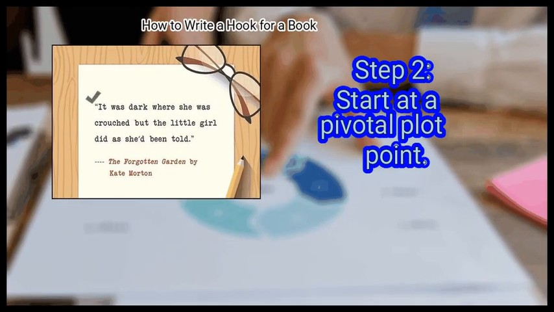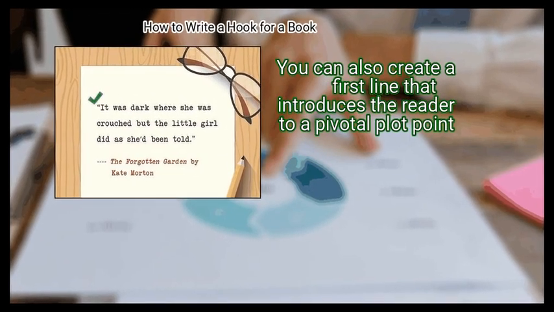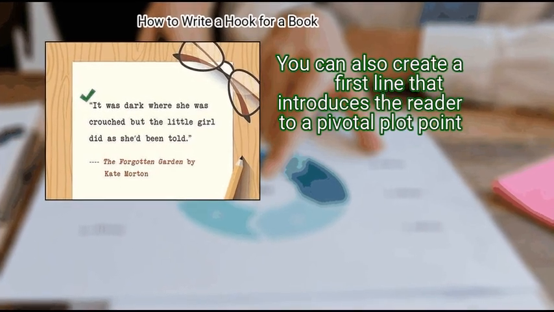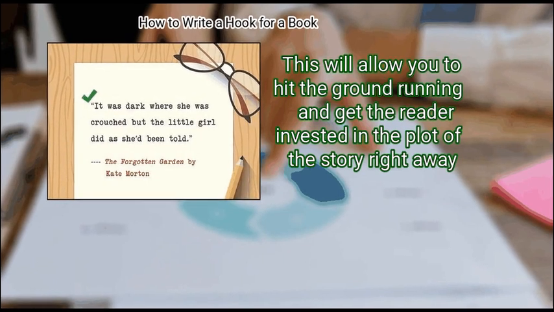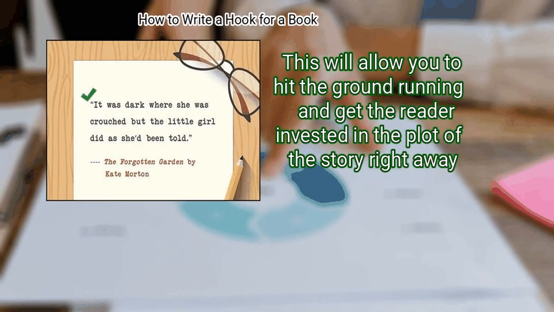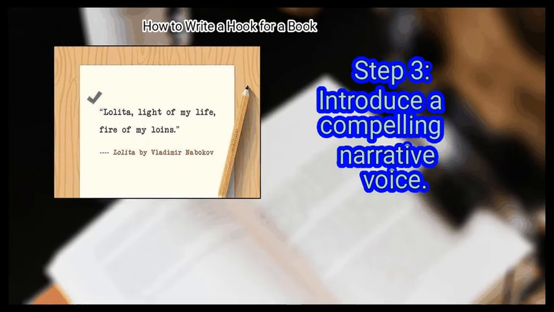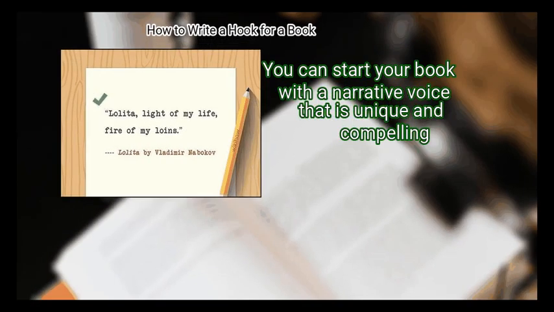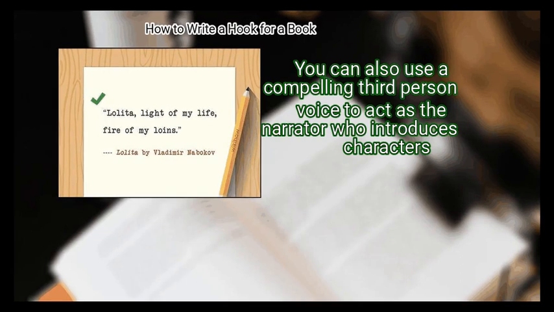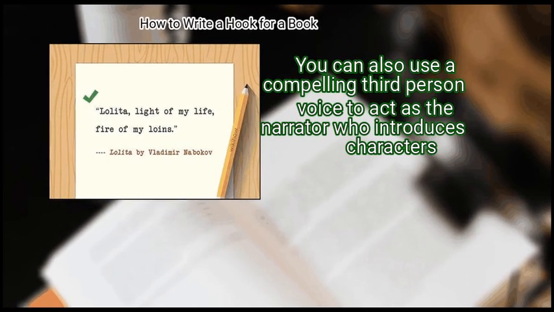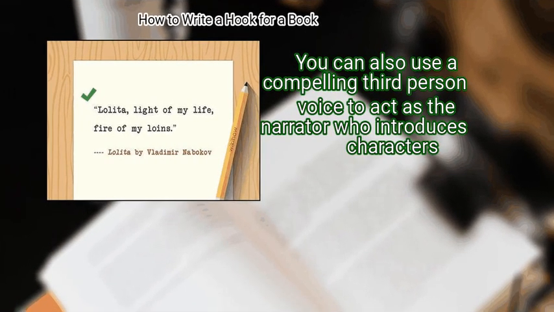Step 2. Start at a pivotal plot point. You can also create a first line that introduces the reader to a pivotal plot point. This will allow you to hit the ground running and get the reader invested in the plot of the story right away. Step 3. Introduce a compelling narrative voice. You can start your book with a narrative voice that is unique and compelling. You can also use a compelling third-person voice to act as the narrator who introduces characters.